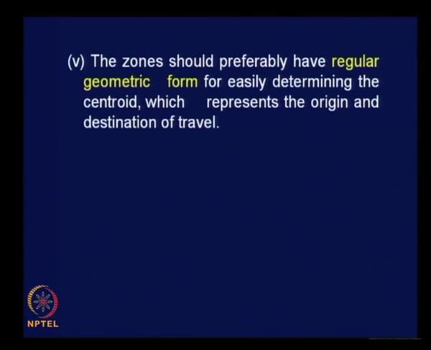The zones should preferably have regular geometric form. It normally in practice never happens. You may not come across very regular geometric forms. It is just given as one point. Wherever possible, you can look for such geometric forms for easily determining the centroid, which represents the origin and destination of travel, as you know.